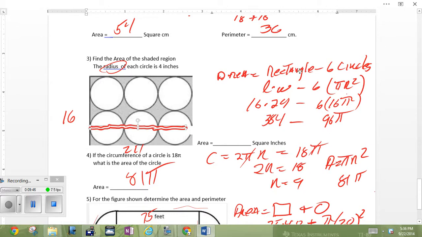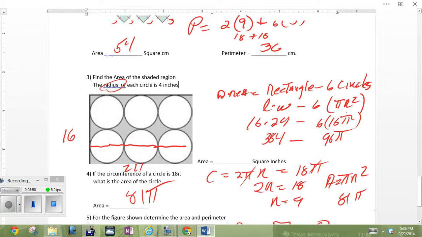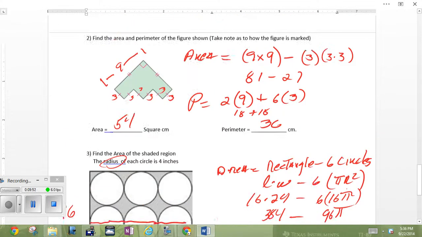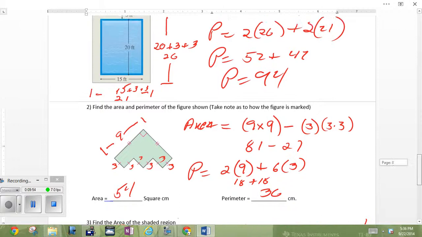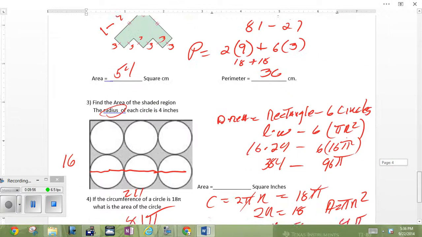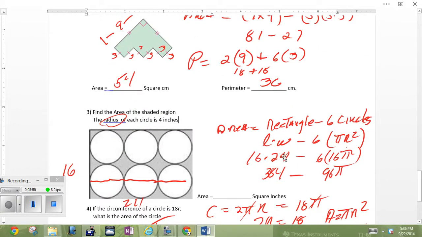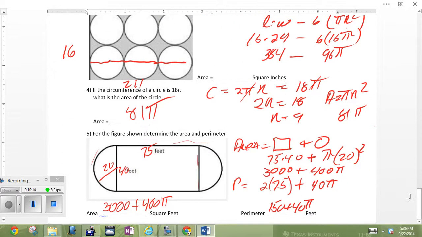So you write down a formula. It's a rectangle minus 6 circles. Rectangle's length times width, which is 16 times 24, less 6 circles. And I told you, use your calculator, but don't go any further than that. 384 minus 96 pi. Don't go any further than that, please. Just leave it at that.